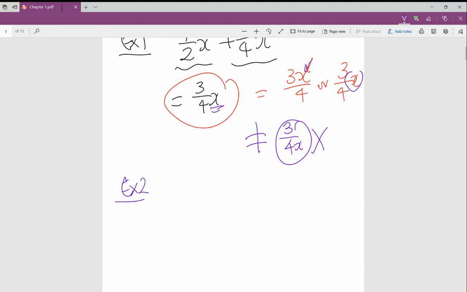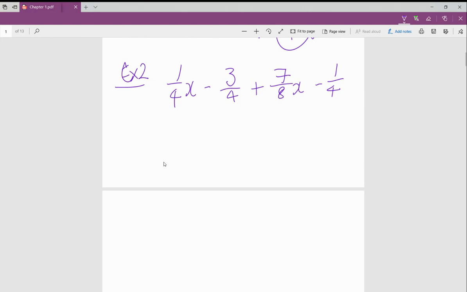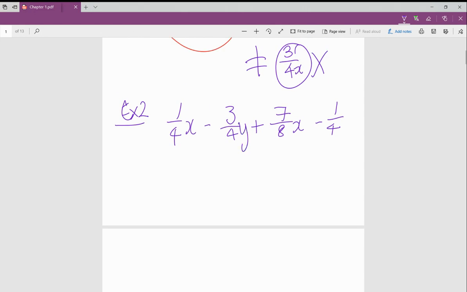Let's go through another example, example 2. This time we will try something a little bit more complicated. How about 1/4 x minus 3/4 plus 7/8 x minus 1/4? Simplify this. Actually, I can change this to y and y. Can you try and simplify this? If you notice, I use the word simplify. I don't use the word solve. So in simplification, there's no equal sign. These are expressions. You just use your calculator for the common terms and then combine them together.